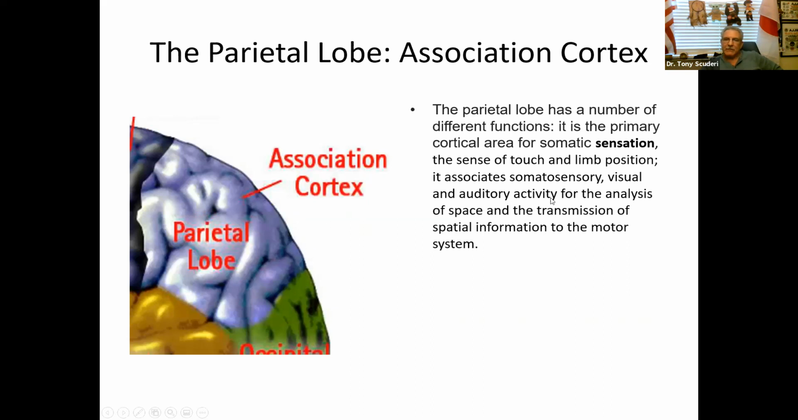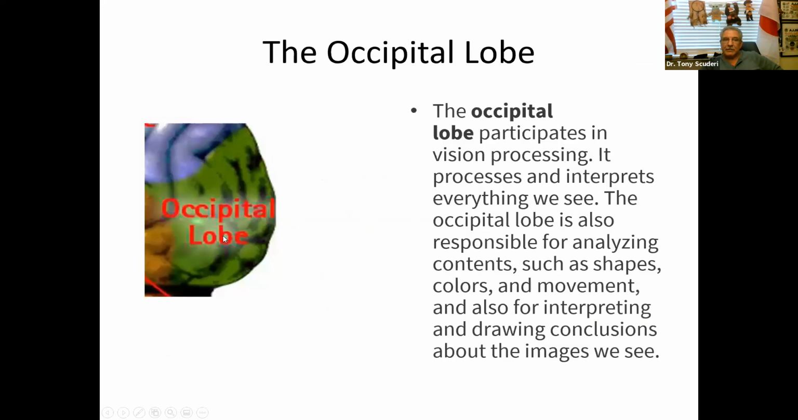Remember here I talked about visual and auditory activity? Well, that's right here. Visual activity is here in the back part of the brain. This part of the brain is called the occipital lobe. This is part of our visual process. It processes and interprets everything that we see. The occipital lobe is also responsible for anything that we analyze. For example, shapes, colors, sizes, something else is moving, distances, how we can draw conclusions about what we see.